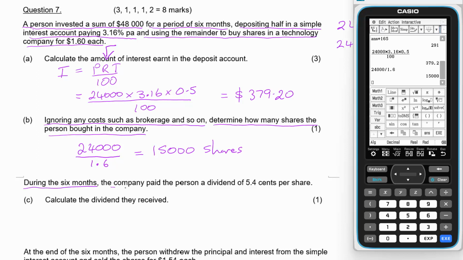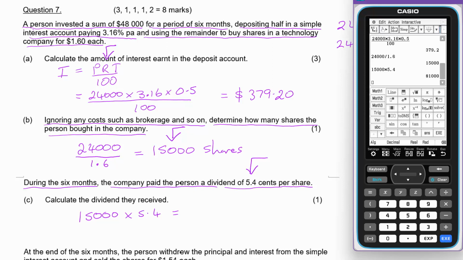During the 6 months, the company paid the person a dividend of 5.4 cents per share. So they own 15,000 shares, and each one of those shares is going to pay them 5.4 cents. So the amount they get is going to be 15,000 times 5.4. That's going to give them 81,000 cents, which is $810.